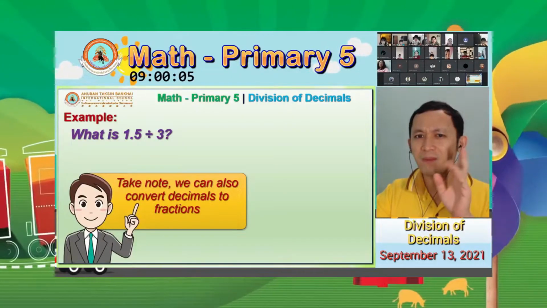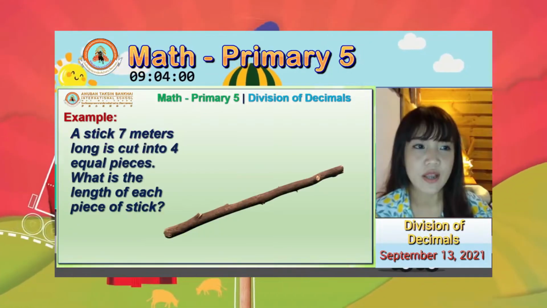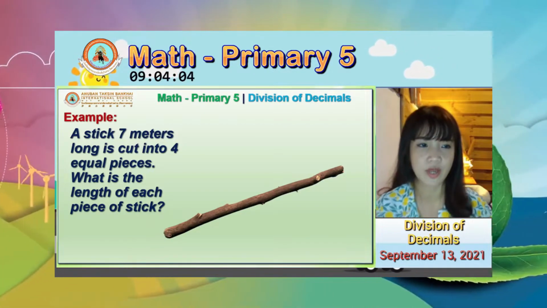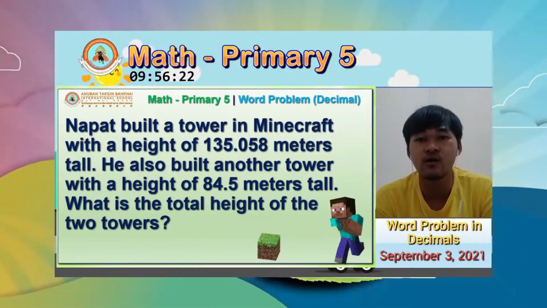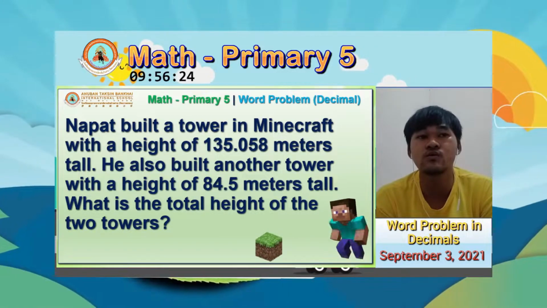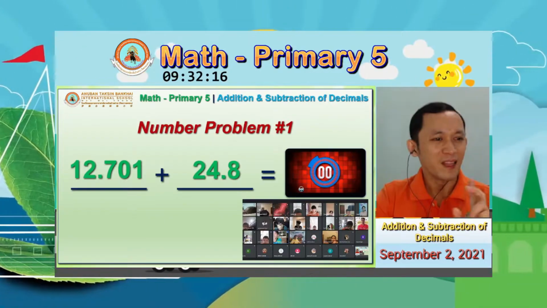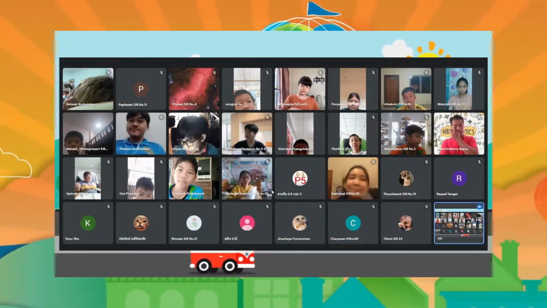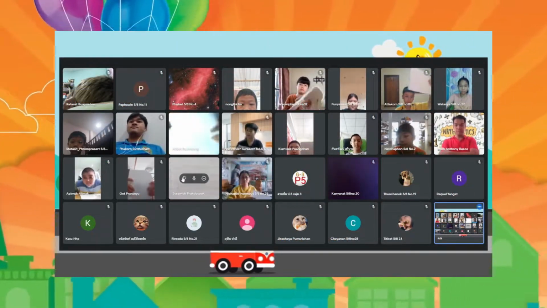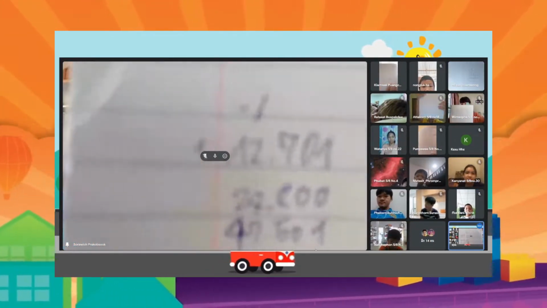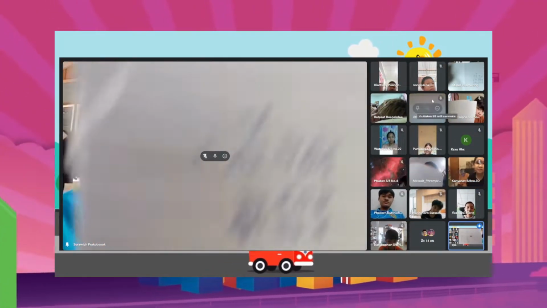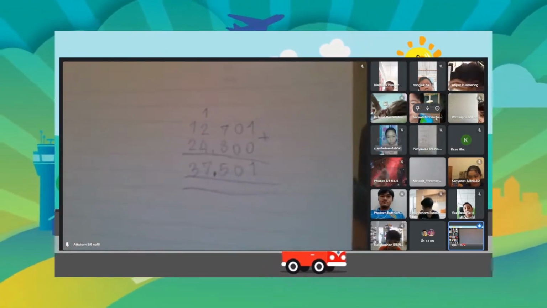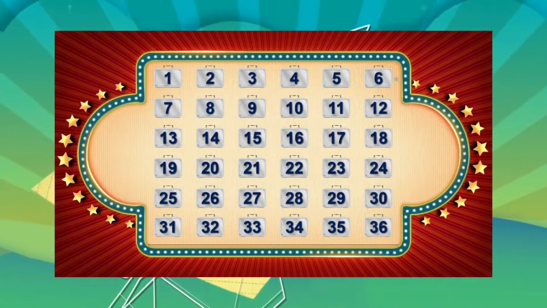Can you still remember method number 1 in multiplication? This piece of wood is 7 meters long, and we have to cut it into 4 equal parts. Let me see your answers. Everybody show your answers. Okay, Ramit, what's your answer? 47.501. Okay, Atakon, what's your answer? 37.501.